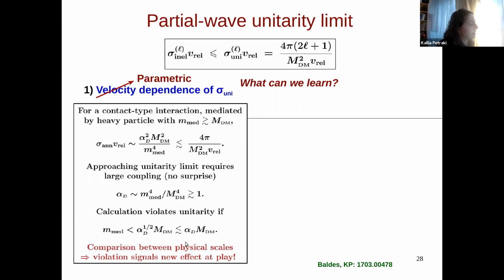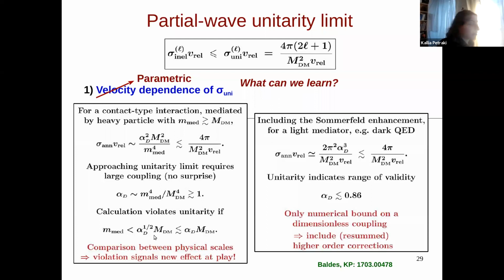But besides that, if we reshuffle the parameters here, we find that the calculation that has led to this cross-section, the perturbative cross-section that we've been using, violates unitarity when the mediator becomes lighter than a certain scale. And what is this scale? Well, this is actually the Bohr momentum. Now, every time we have a comparison between two physical scales, and this comparison tells us that our calculation failed, because we violate unitarity, we know that there must be a new effect at play. And this new effect is indeed the long-range interactions. This condition is exactly the condition for an interaction to manifest as a long range.